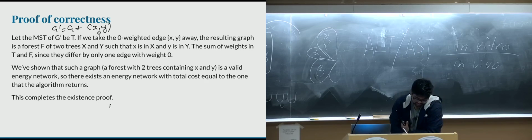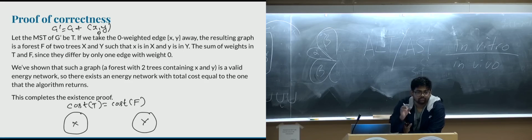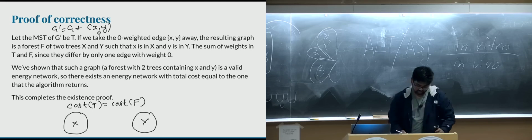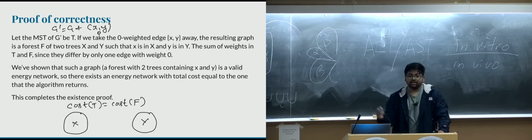So what it is saying basically is that we'll get F, these two trees, with X in one of them and Y in the other. So the cost of T will be equal to the cost of F, because we only added an edge of weight 0, so they are the same. And we already showed that such a graph is valid, and so there exists a valid graph with total cost equal to the one that the algorithm returns.